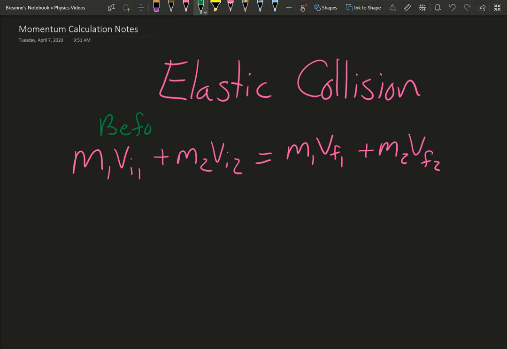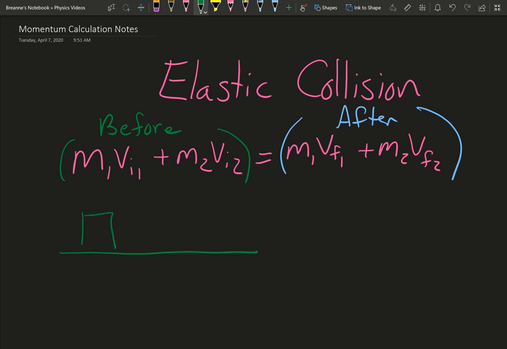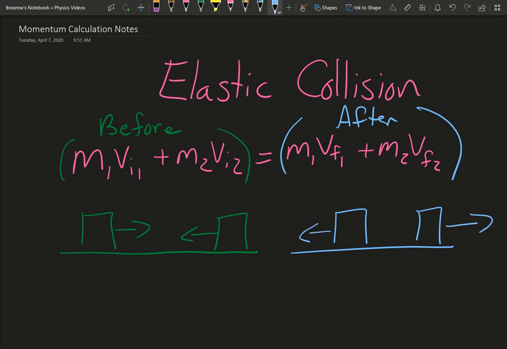before the collision, and this is after the collision. Before the collision, after the collision. So you can kind of think about it as you have a block here, you have a block here, they're going towards each other. The collision happens, and then after they hit, they kind of bounce off of each other.